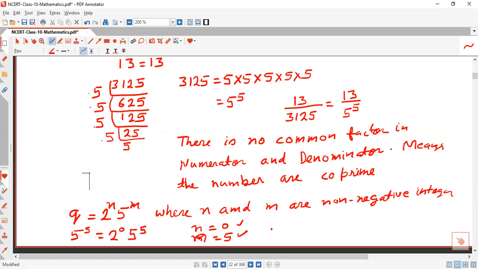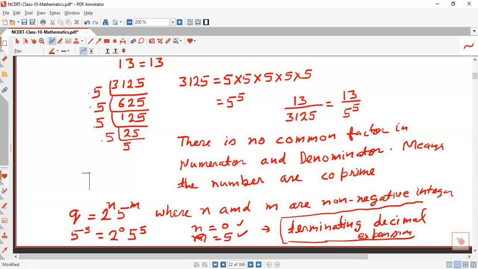That's why we say this number has a terminating decimal expansion. So this number has a terminating decimal expansion because the denominator is in the form of 2 raised to n, 5 raised to m.